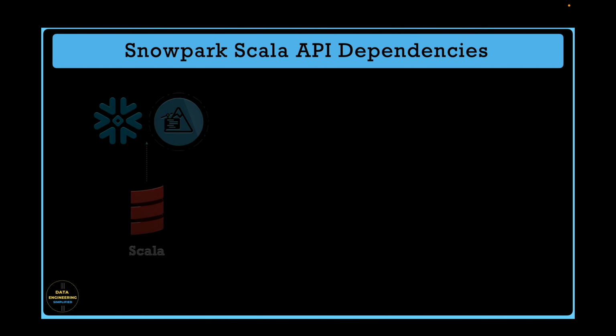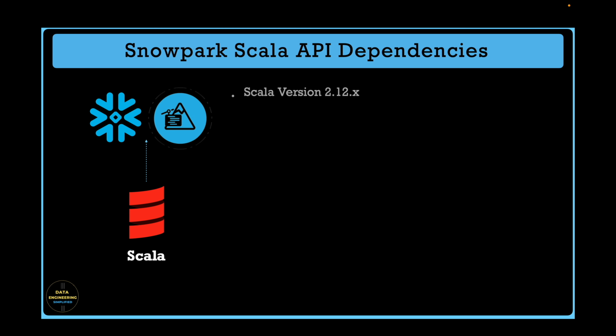Let's talk about the Snowpark Scala API dependency. The current Snowpark Scala API can run only on 2.12.x. If you use Scala 2.13.x, it will fail with a runtime error. The supported JVM for Scala is 11.x. You can also use the Scala REPL with configuration and run your Snowpark program.